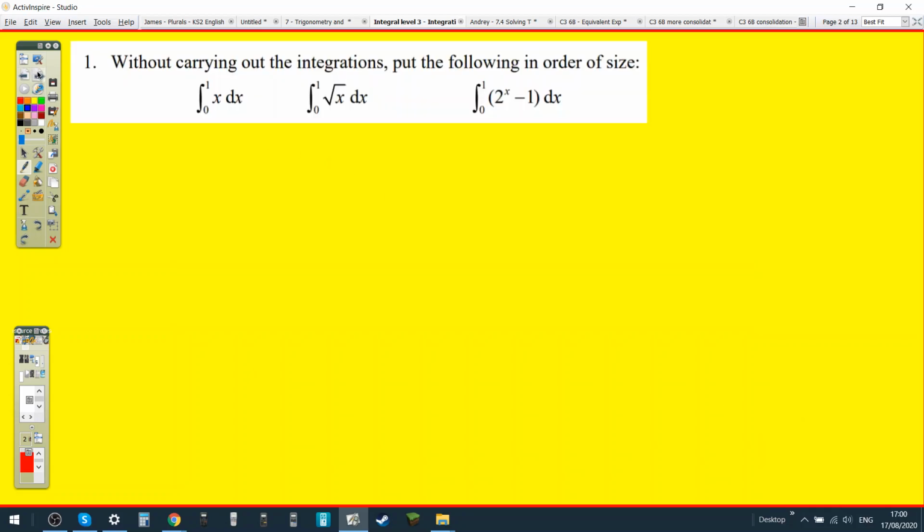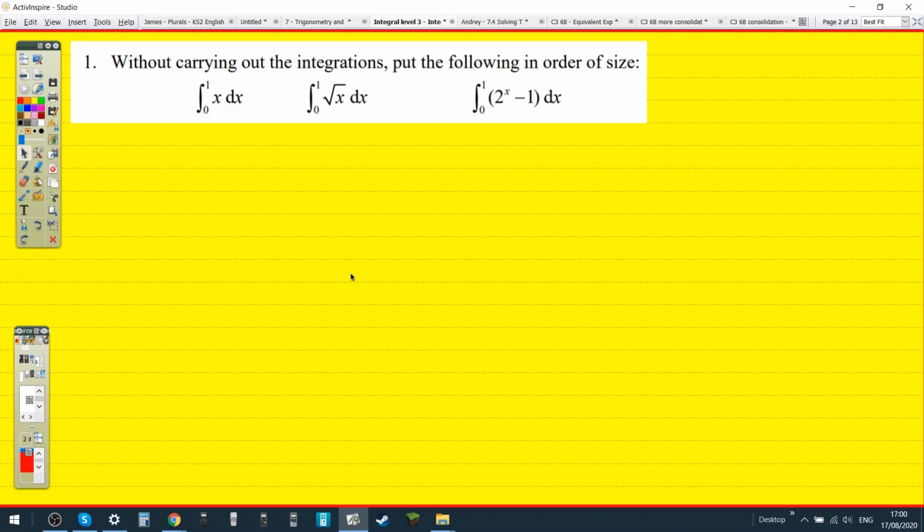Integration by substitution. Okay, any idea how we do this without actually integrating? Not really. I think you could graph them. Okay, so that's my thinking. And you could sketch them.